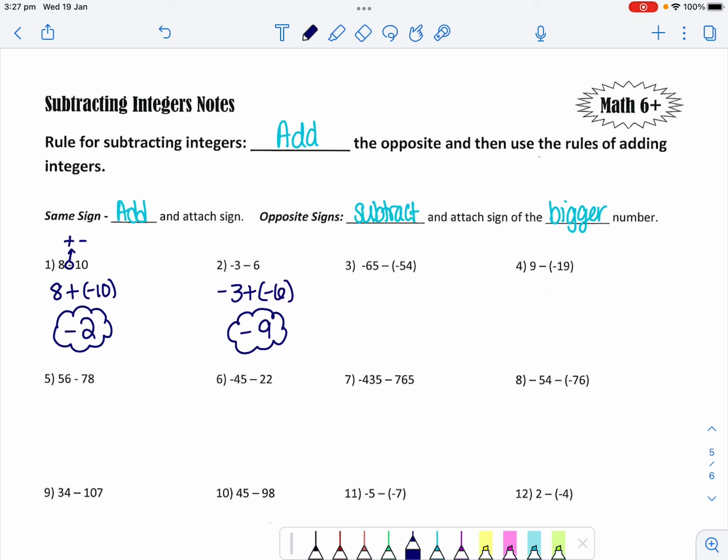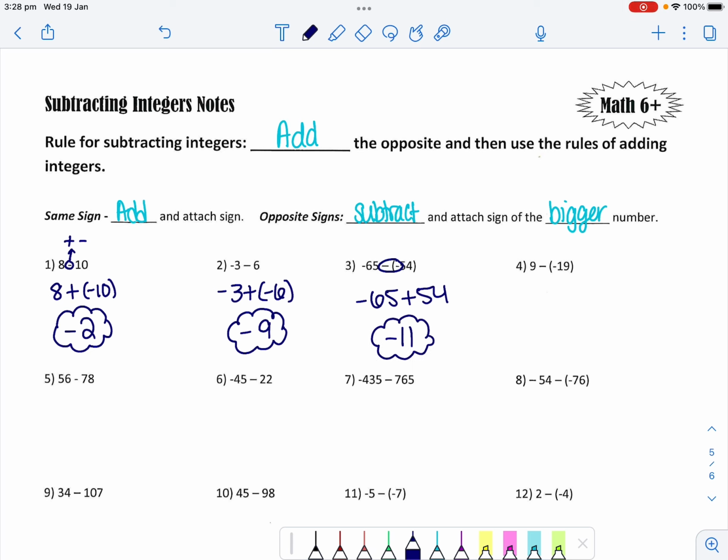For this one, negative 65 minus a negative 54, this right here is why we talked about opposites, because this is the opposite of a negative. Well, the opposite of a negative is a positive. So when I talk about this in terms of addition, it's going to be negative 65 plus 54. Both those negatives go away and they turn into a plus sign. So 65 minus 54 is 11, and the negative is the bigger one. So I'm going to have negative 11.